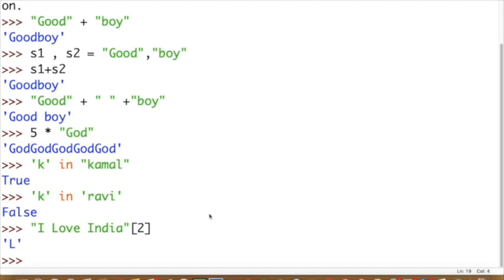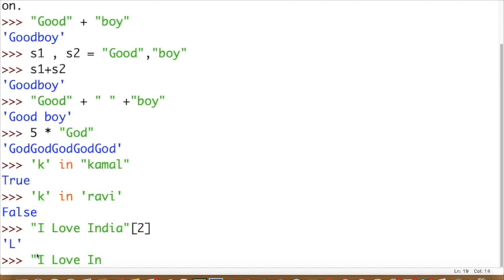We have letter L. So why are we getting L? Because the index position which we mentioned, 2, has a letter L at that position. So we have I at 0, then a space at index 1, and at position number 2 we have L. So L is at index 2, and hence the output is L.